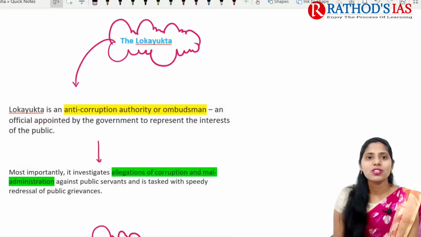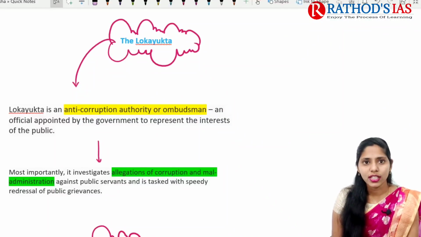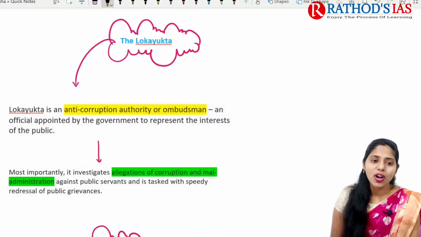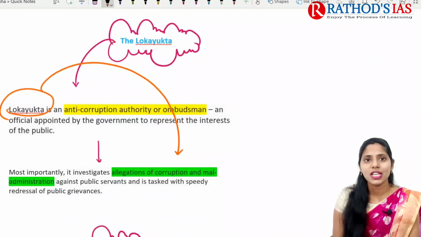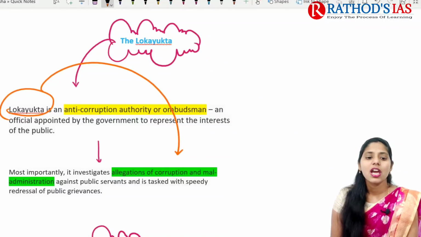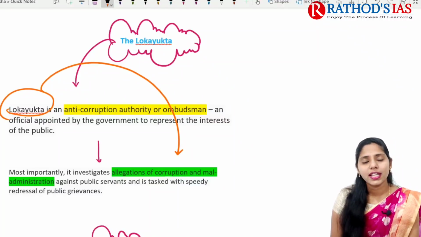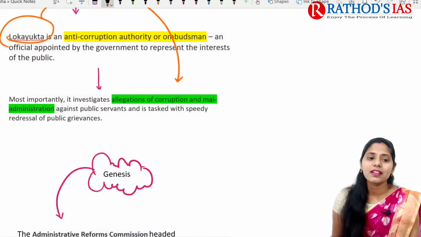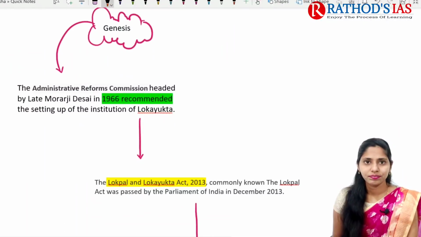If we are talking about some facts regarding the Lokayukta, it is an anti-corruption authority, or we can say an ombudsman, an official appointed by the government mainly to represent the interest of the public. The important function of the Lokayukta is investigating allegations regarding corruption and maladministration against public servants, and going for speedy redressal of public grievances.